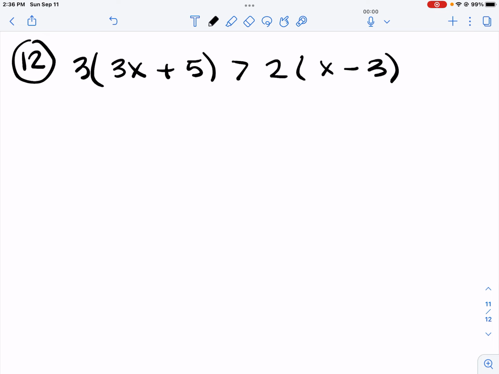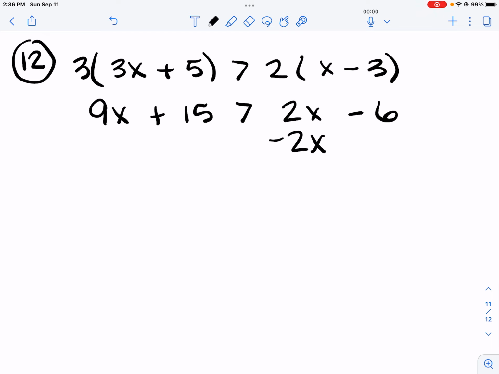Distribute the 3. 3 times 3x. 3 times 5. Distribute the 2. 2 times x. 2 times minus 3. I've got x on both sides. So I'm going to get rid of the smaller one, which is my 2x. Subtract. Get rid of the 15.